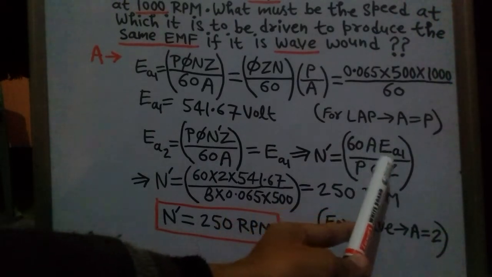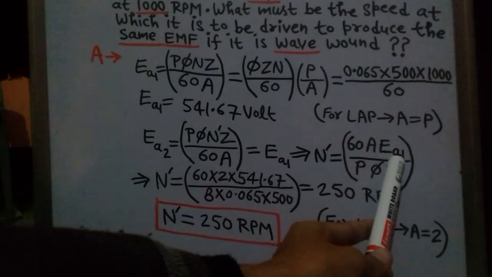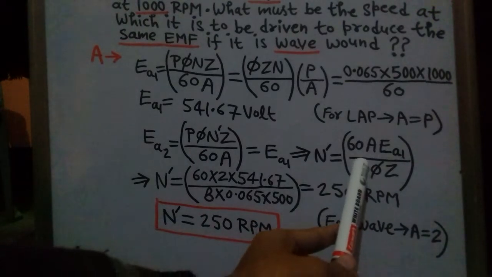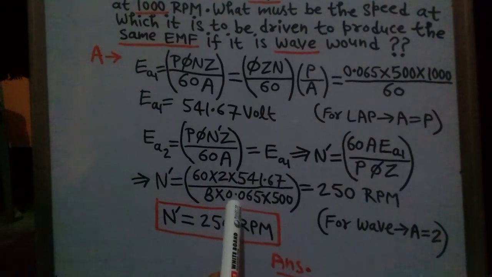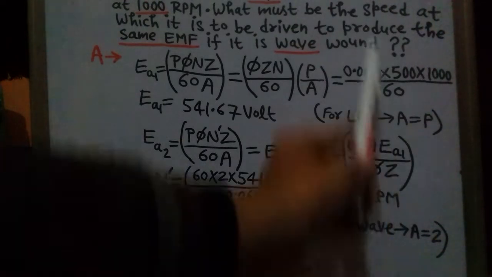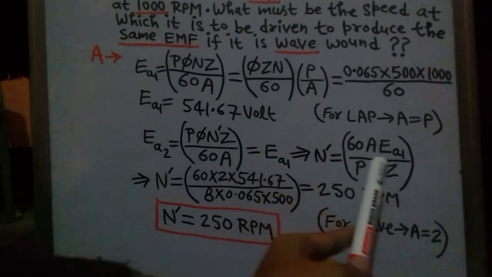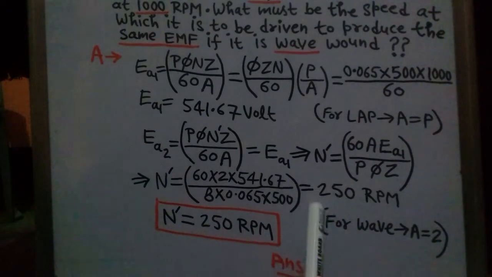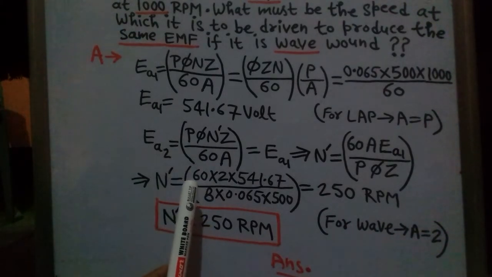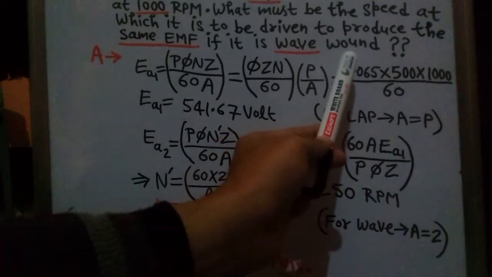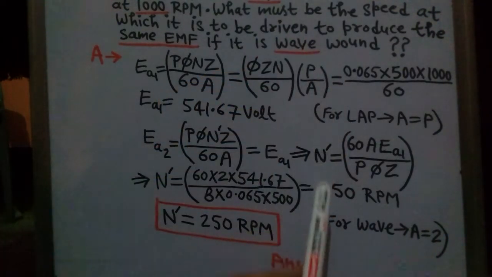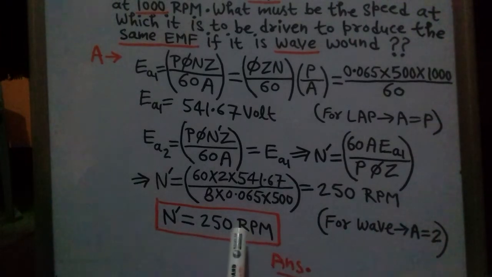So you write here A is equal to 2, EA1 is equal to 541.67, that you have already calculated. Then P, the number of poles, is 8, as given for the 8-pole DC generator. Then flux per pole is again the same, 0.065, and the number of armature conductors is 500. Solve this using a calculator and you will get 250 revolutions per minute, right? So for the same induced EMF, if it is wave connected instead of lap, then it will rotate at 250 rpm. So 250 rpm will be the answer.